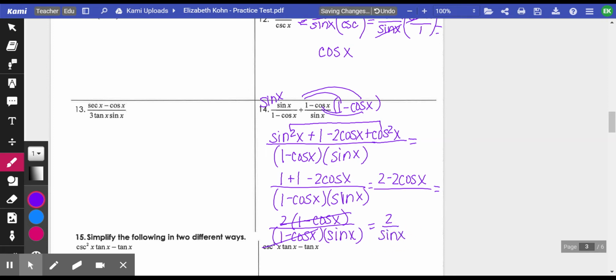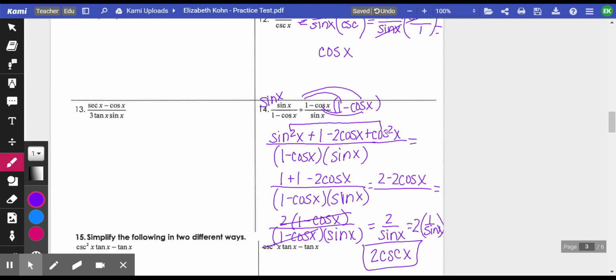Now, I'm going to split this up, and I'm going to rewrite this as 2 times 1 over sine x, because I know that 1 over sine x is cosecant, which means I have 2 cosecant x. That whole thing is simplifying, okay? So I wanted to talk about finding a common denominator because I know that's something we kind of struggle with. And then to go even farther, we still have to simplify as much as we can in that numerator, okay?